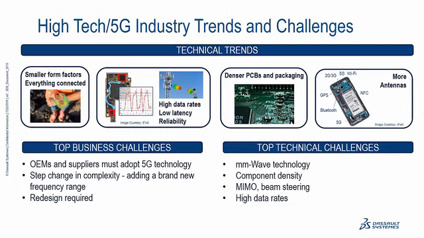Some of the top technical challenges: we mentioned additional frequency bands, so this is going to be in the millimeter wave band, so millimeter wave technology, which presents a lot of challenges, as we'll see shortly. Component density gives rise to a number of challenges, including, for example, additional heating. There's some new technology coming online called MIMO and beam steering, which is going to increase the capacity of 5G. And we also already mentioned the high data rates, which may cause interference problems on the product itself, but also externally as well.